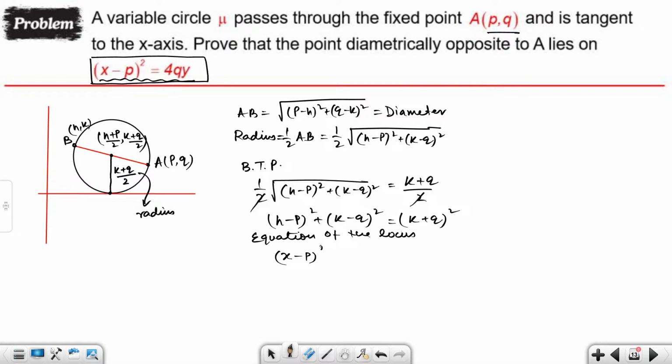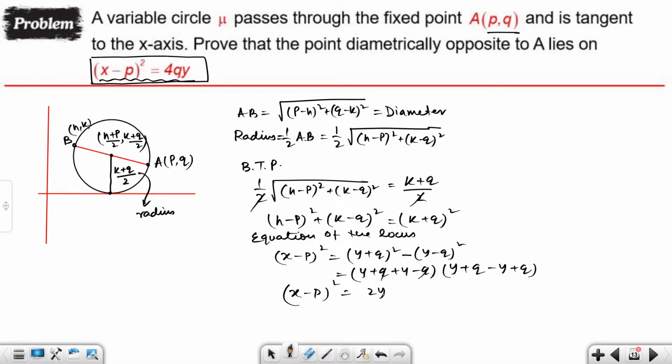So what is the equation of the locus? (x minus p) whole square equals (y plus q) whole square minus (y minus q) whole square. Simply apply the formula a square minus b square, so you get (a plus b)(a minus b). So we have (x minus p) whole square equals 2y into 2q. That gives us (x minus p) whole square equals 4qy.